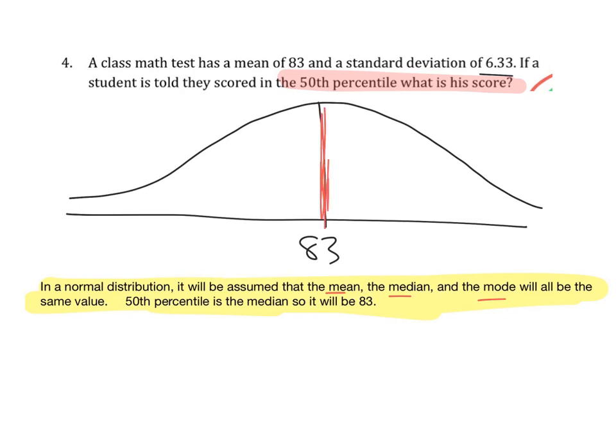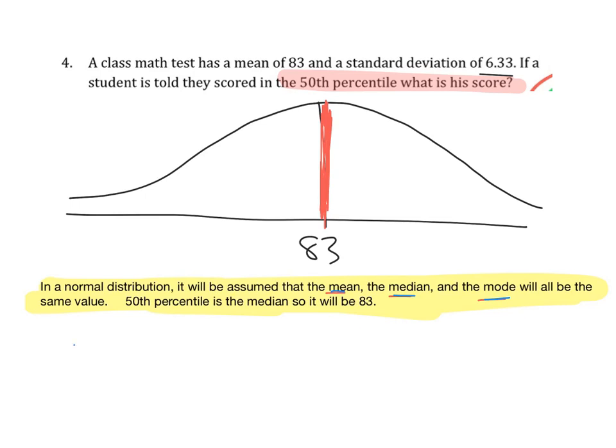And whatever the average score is, the median score would be so close to it, and the mode score would be so close to it that we just assume for the normal distribution, the mean, the median, and the mode will be about the same thing.